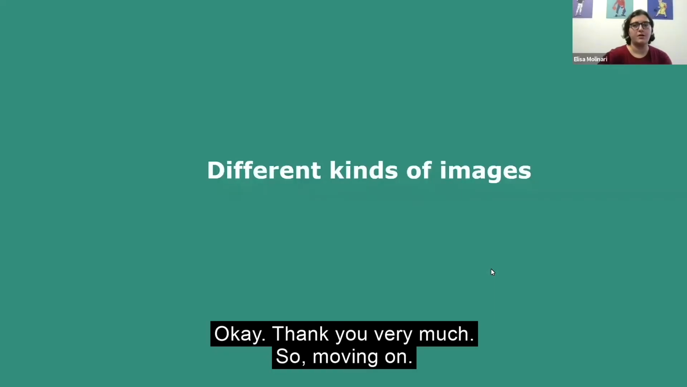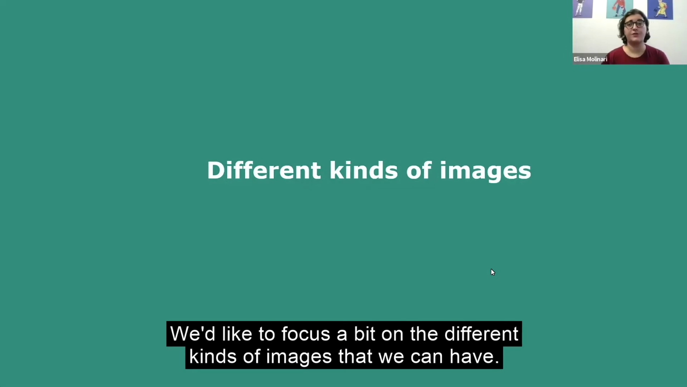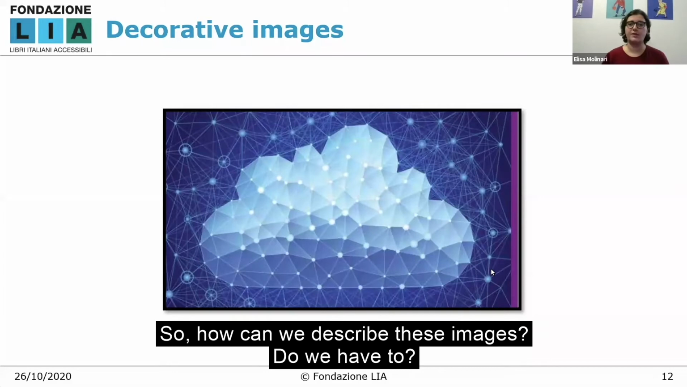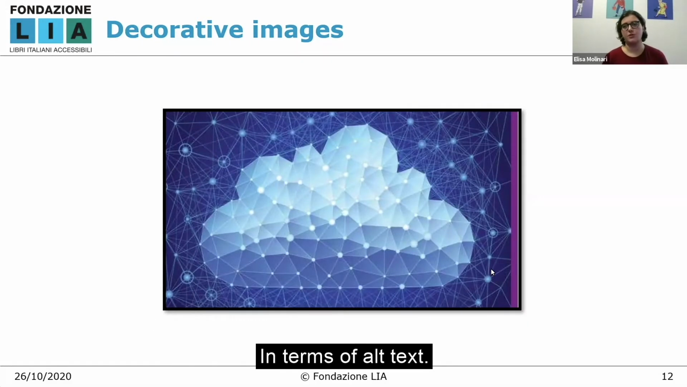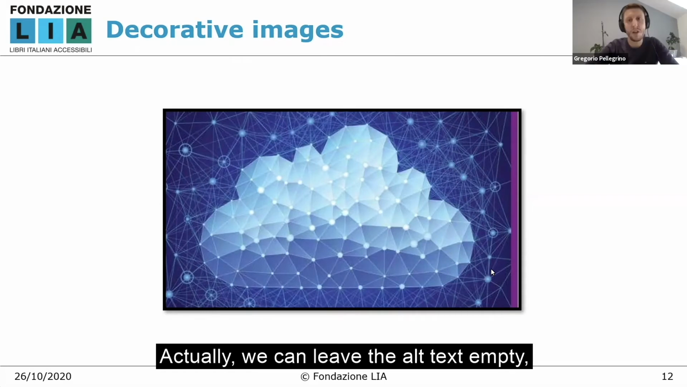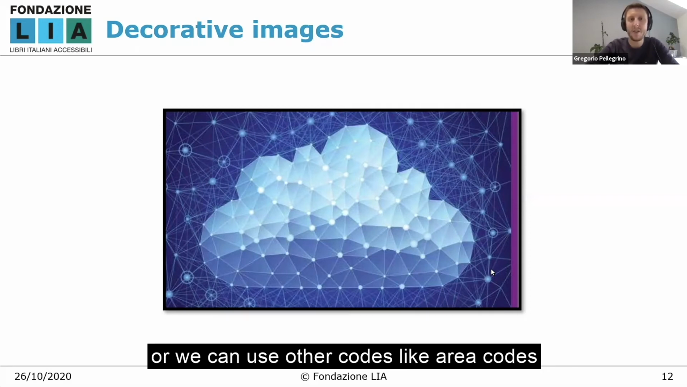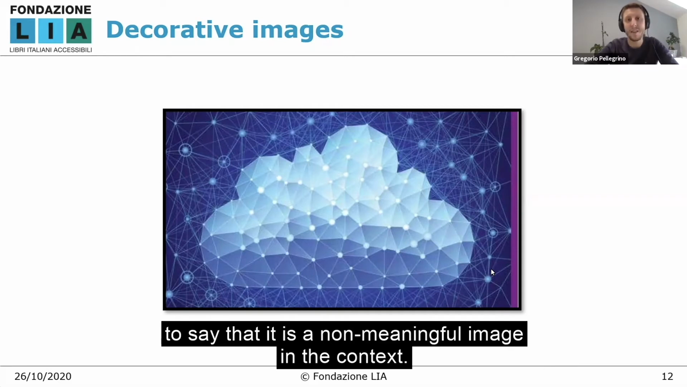So moving on, we'd like to focus a bit on the different kinds of images that we can have. First of all, we can have decorative images, so images that don't convey information, but they're just there at that point because of decoration. So how can we describe these images? Do we have to, in terms of alt text? Actually, we can leave the alt text empty, which means that this image is an artifact, or we can use other codes like ARIA codes to say that it is a non-meaningful image in the context.